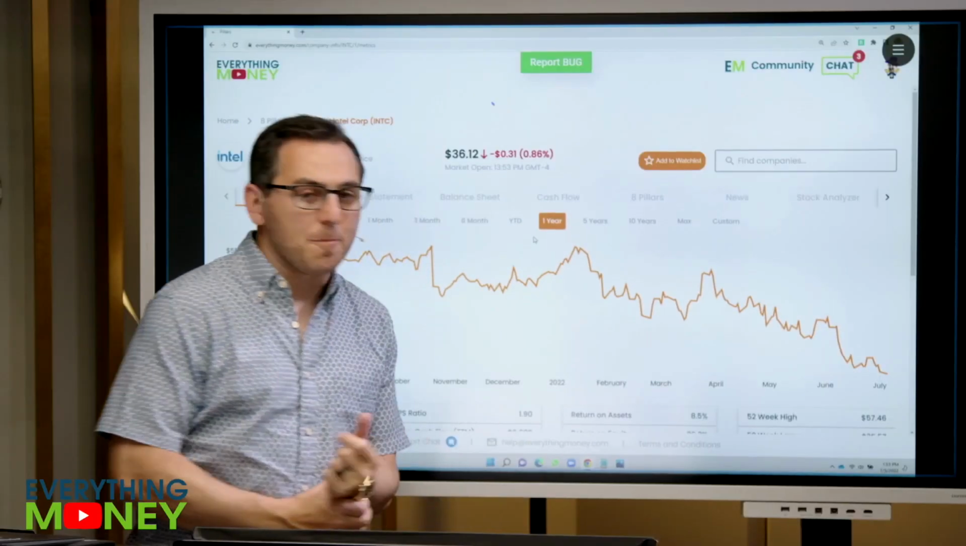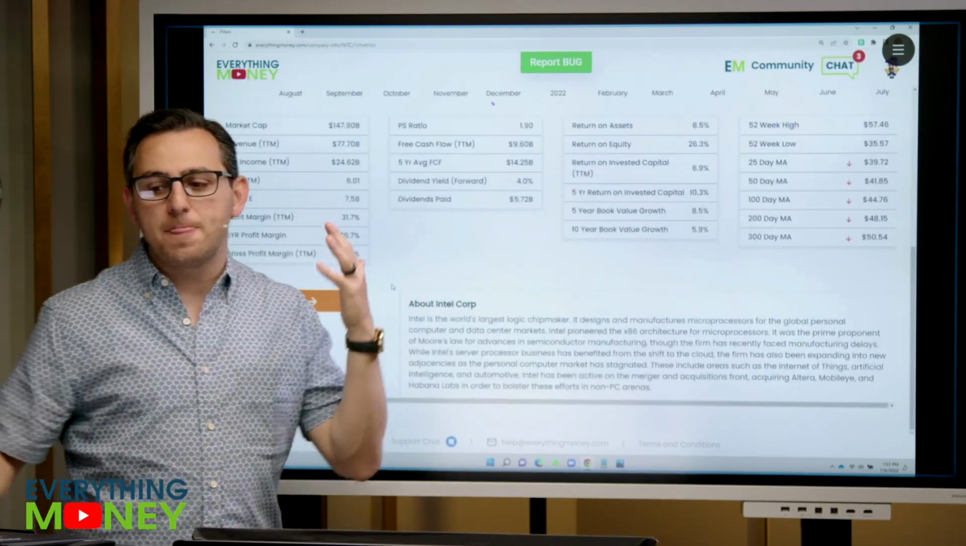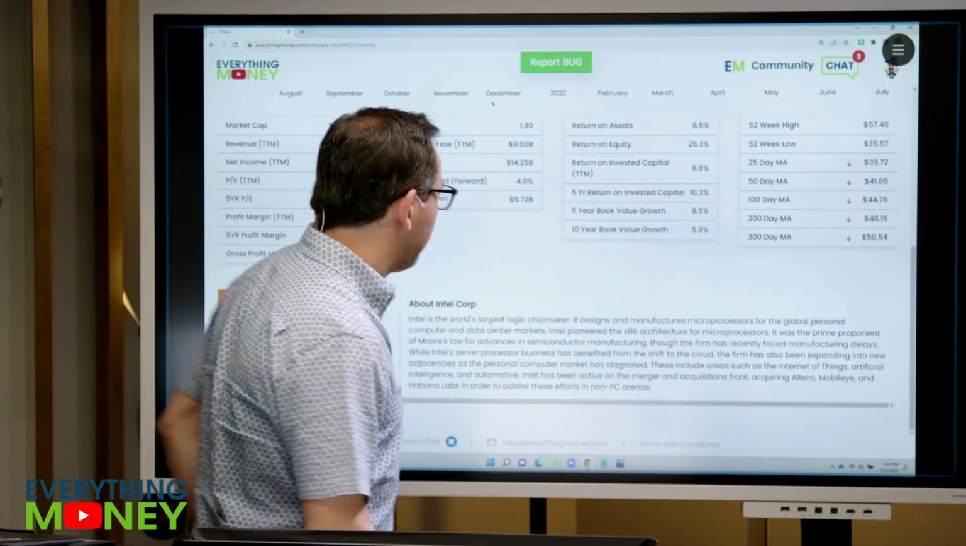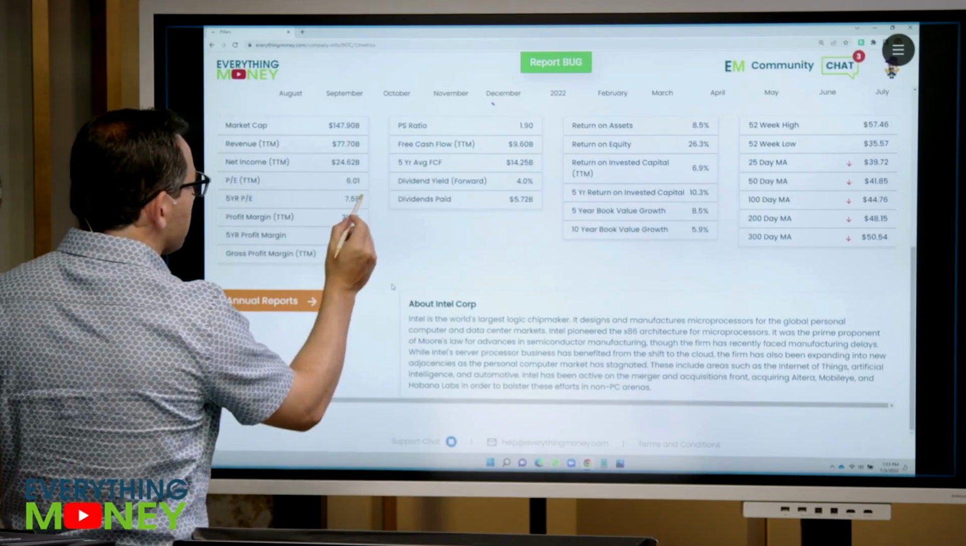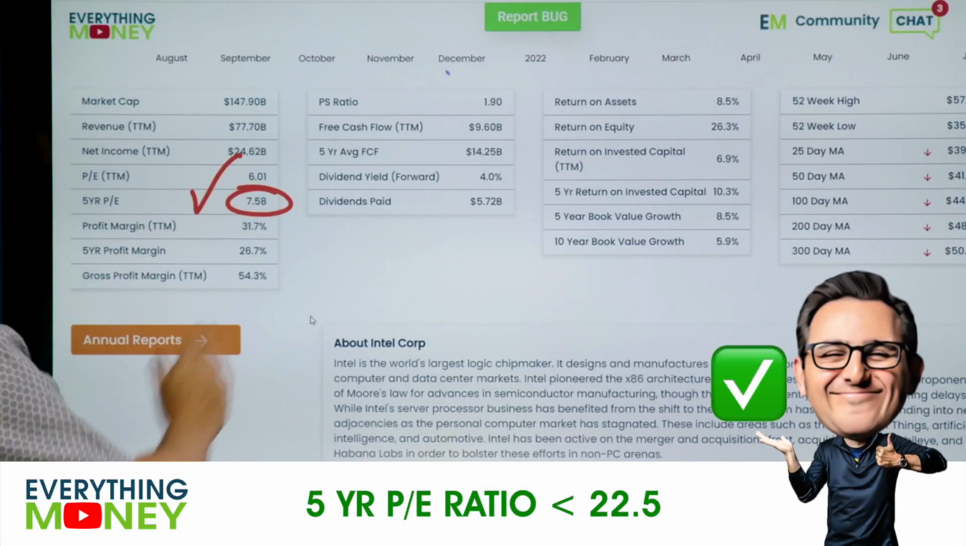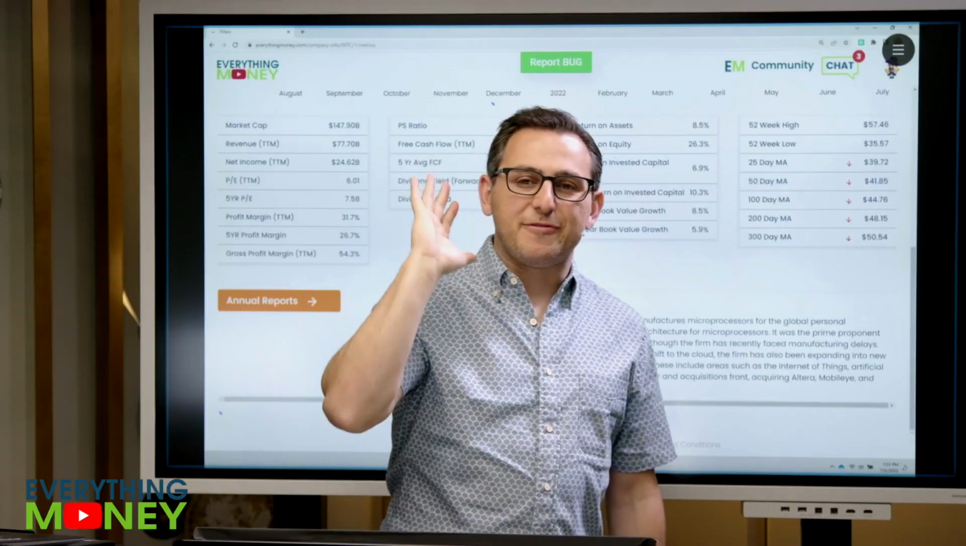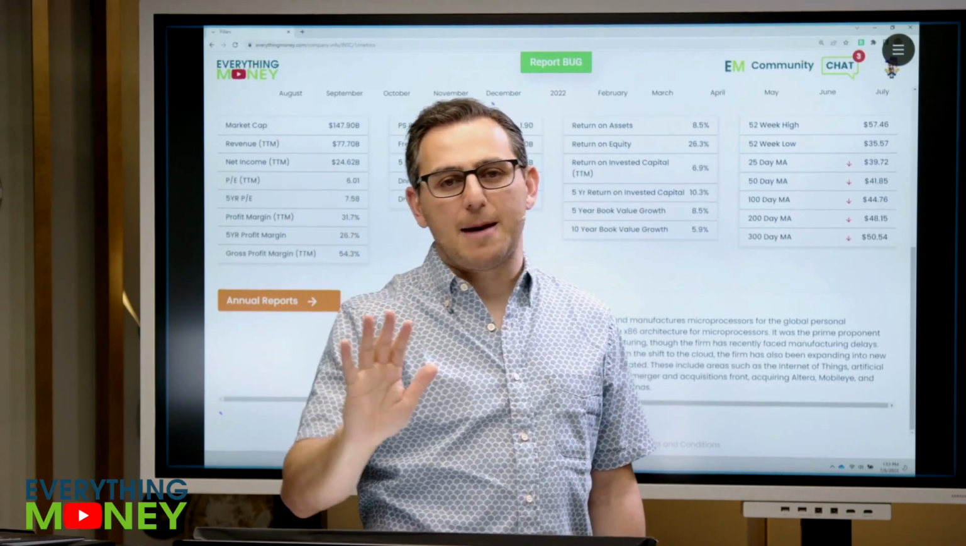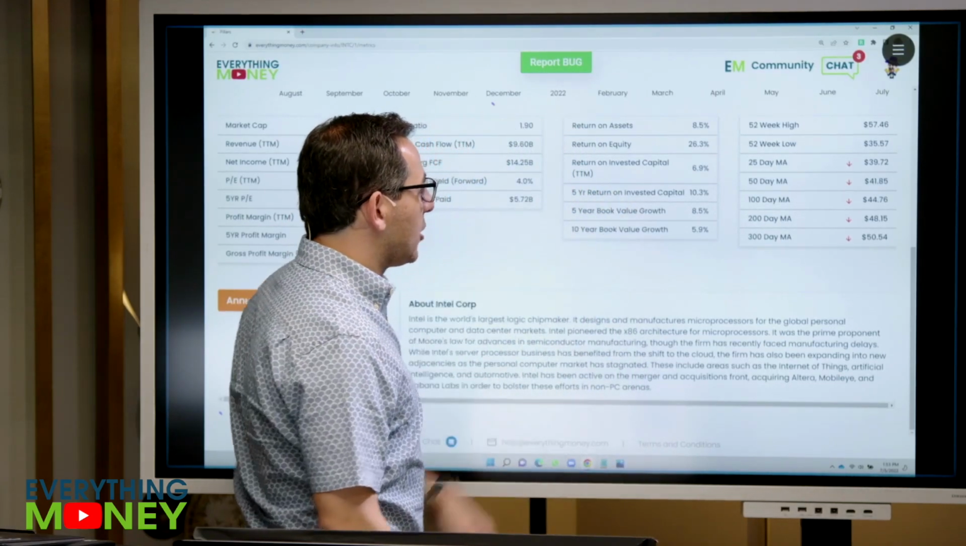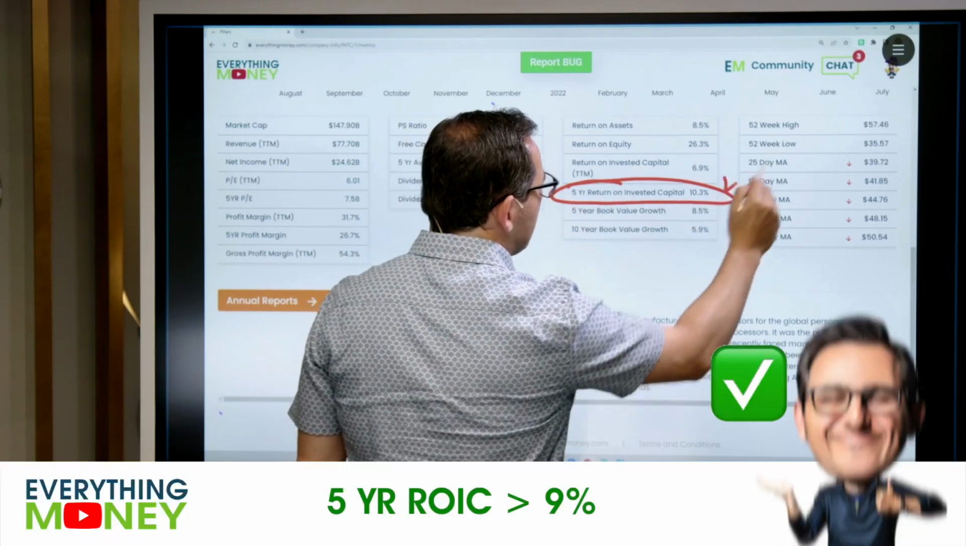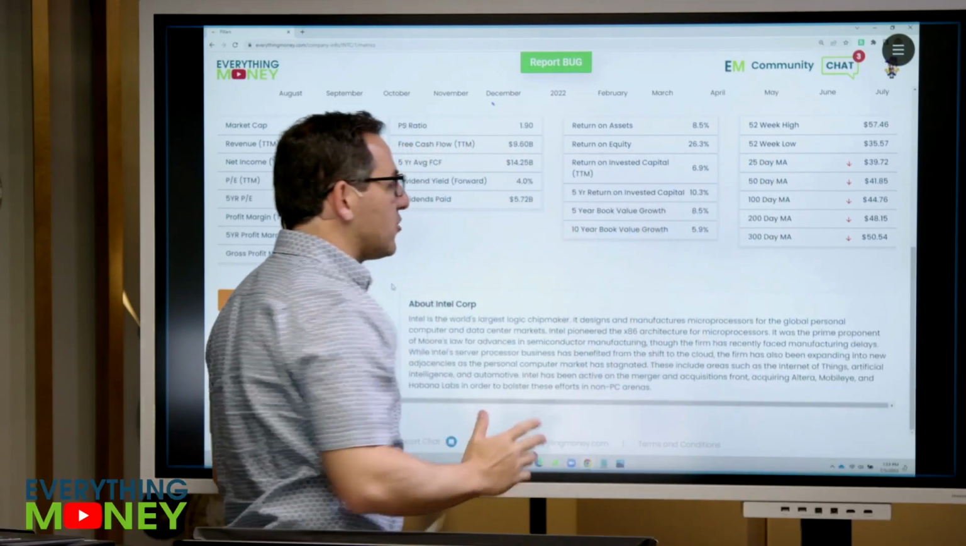So pillar number 1, we want the 5-year PE ratio to be under 22.5. On the main page of our software, it's right here, 7.6. That is a check mark. Pillar number 2, we want the 5-year return on invested capital to be greater than 9%. Again, on our main page, right here, 10.3%. Also a check mark. All right, so far we're 2 for 2.